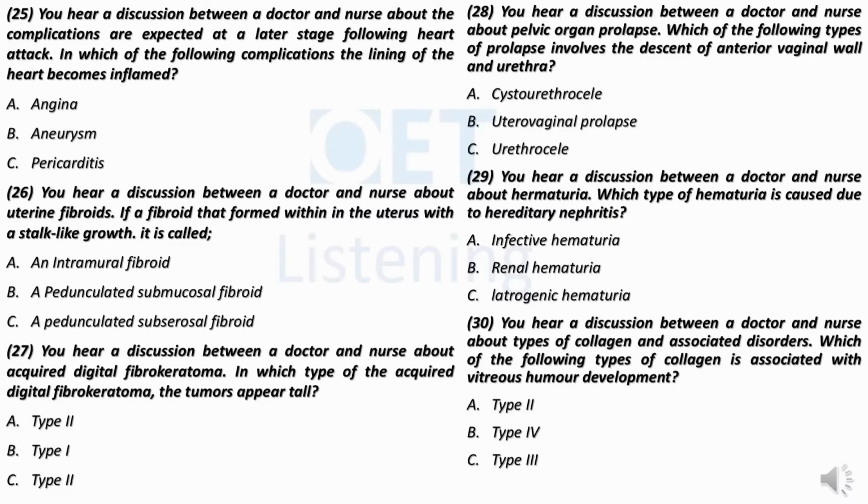Question 26. You hear a discussion between a doctor and a nurse about uterine fibroids. Hello, doctor. What are uterine fibroids? Well, uterine fibroids are benign tumors that may grow in various parts of the uterus of a woman.